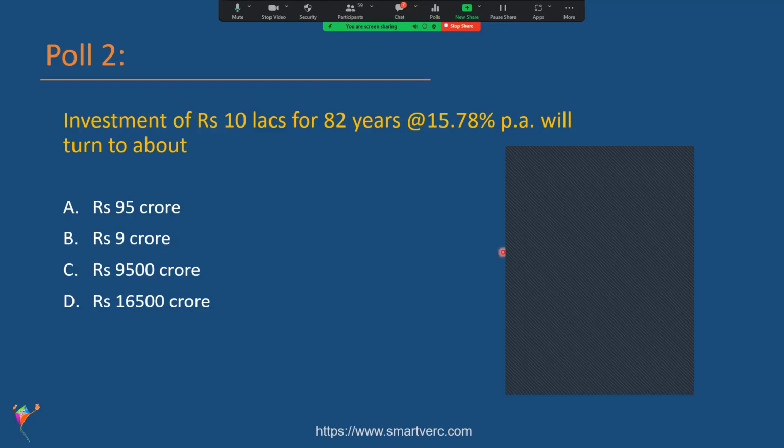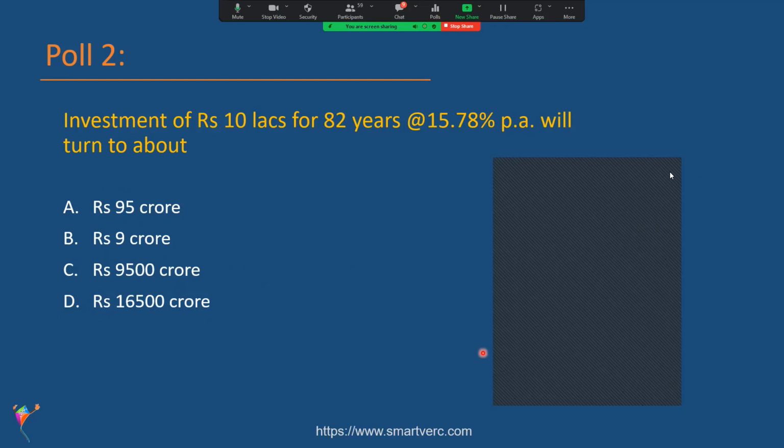Okay, 57% of participants have given their answers. So with this, we end, and here are the results, as you can see on your screen. So 6% for 95 crores, 39% for 9,500 crores, and 55% for 16,500 crores. I'm very happy to tell you that, yes, this is the right answer.